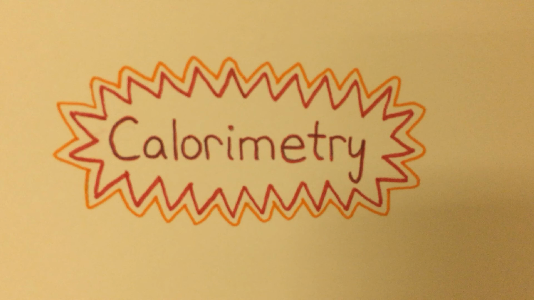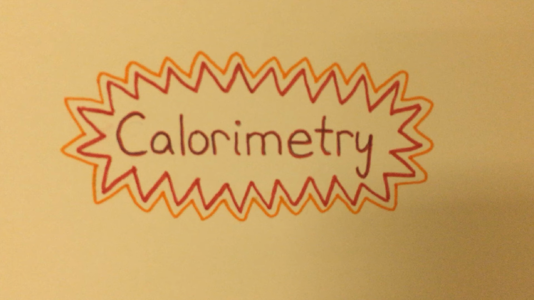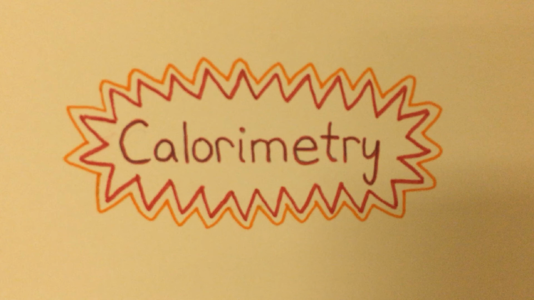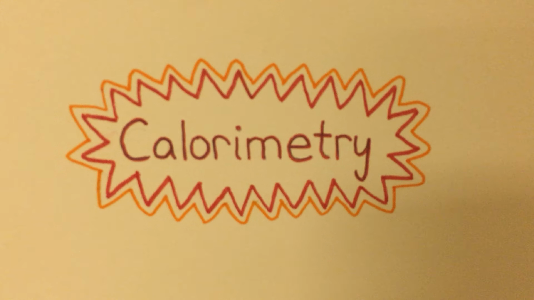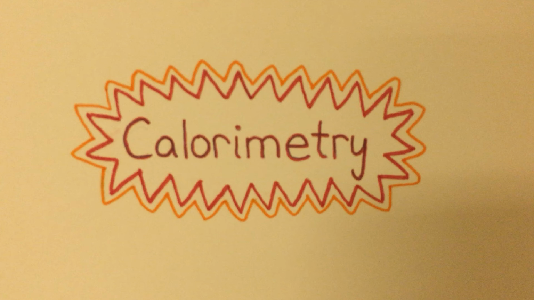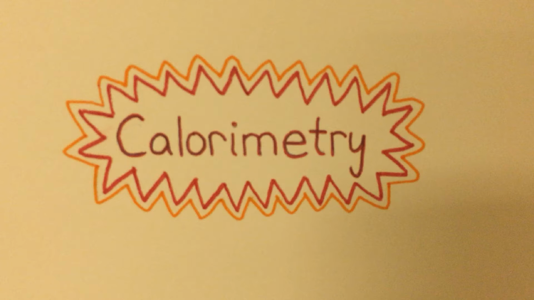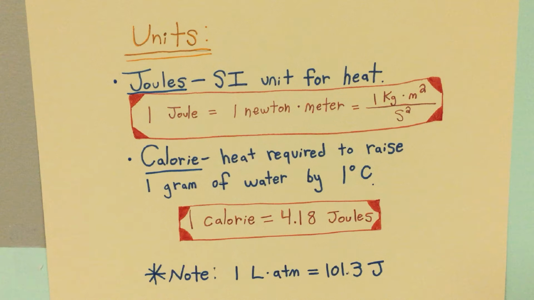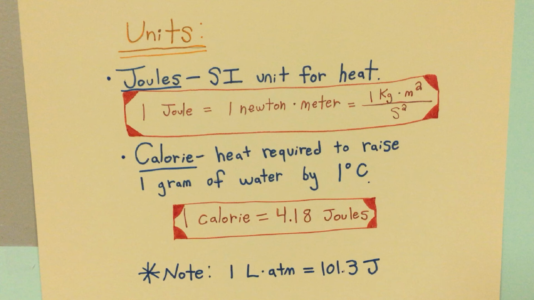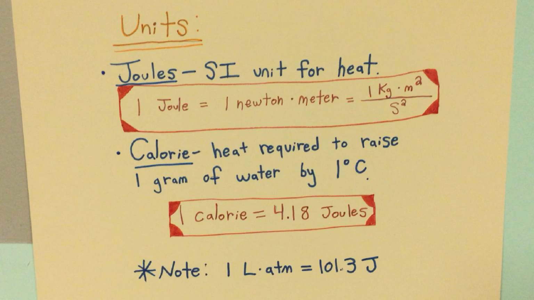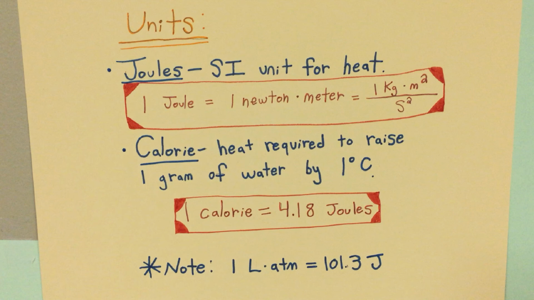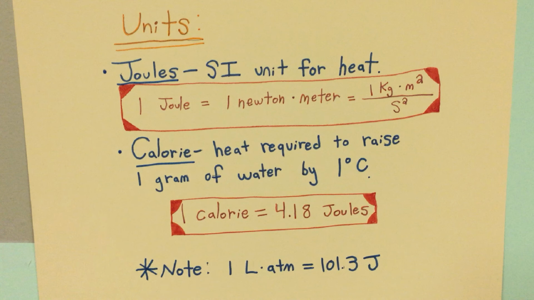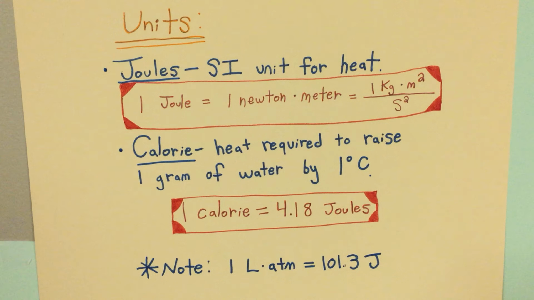Calorimetry is the amount of heat absorbed or released during a physical or chemical change that can be measured, usually by the change in temperature of a known quantity of water in a calorimeter. Important units include the joule, which is the SI unit for measuring heat, and the calorie, which is the heat required to raise the temperature of 1 gram of water by 1 degree Celsius, and 1 calorie is equal to 4.184 joules.